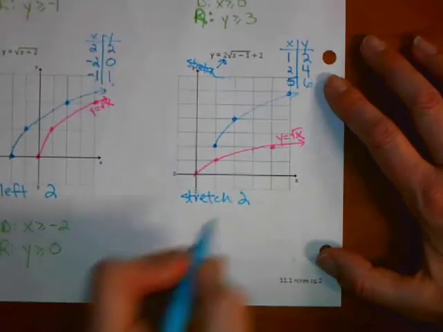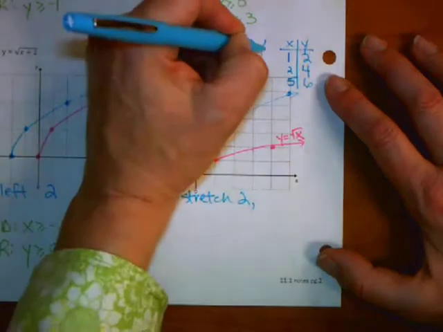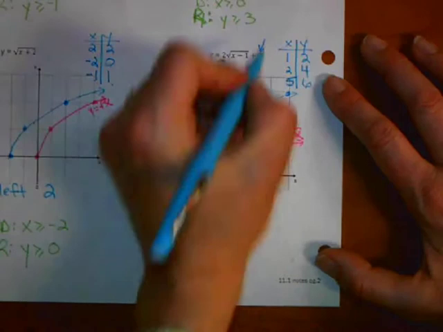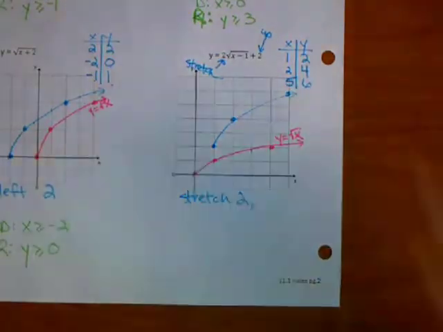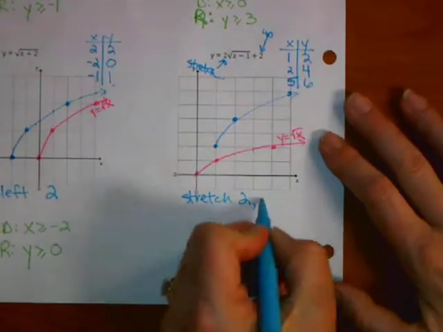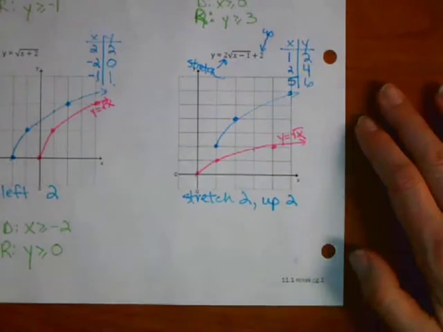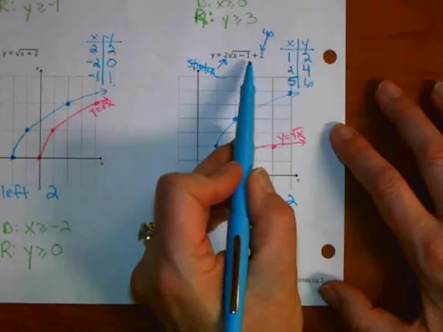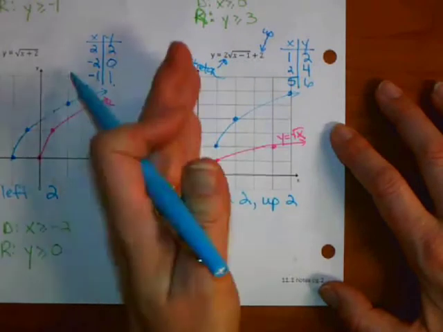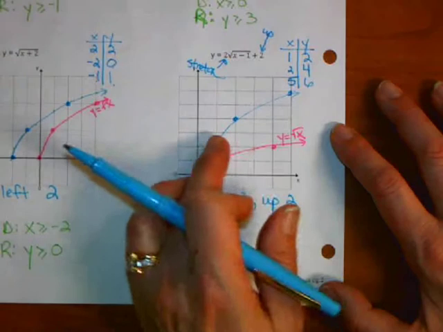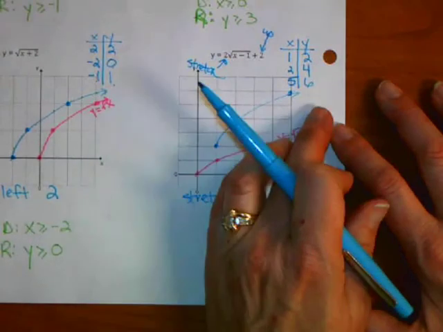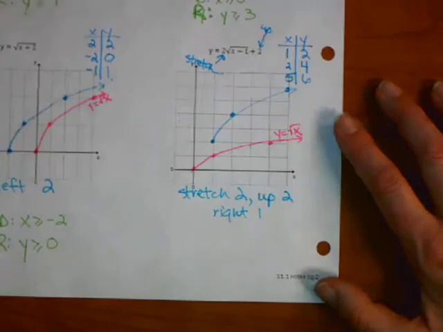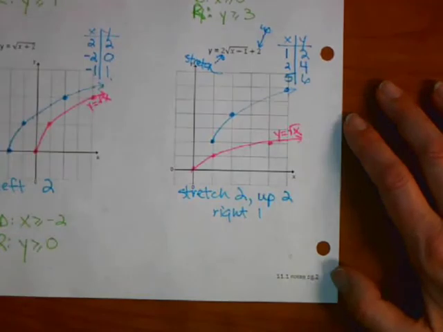So it was a stretch of 2. Okay, just write stretch of 2. What does that cause it to do? That caused the up. Up 2. Wouldn't it be because of the plus? Yes. And then the minus 1 caused it. Everything went over. All the x values went over 1, didn't they? So they went to the right 1. That's what happened to that graph.